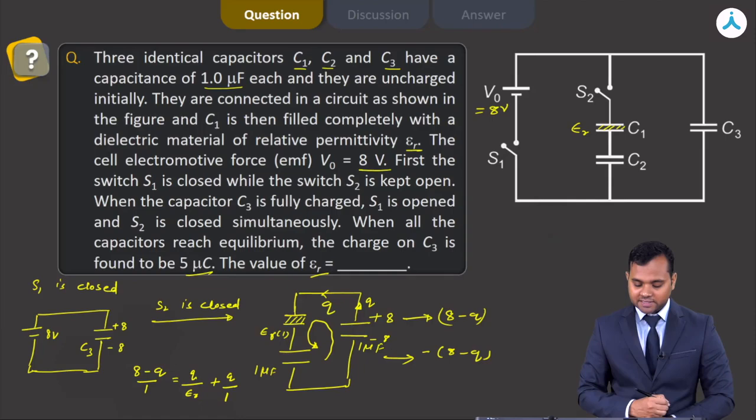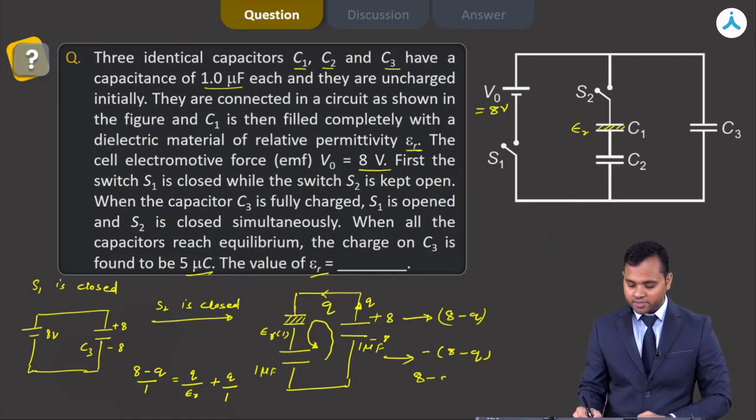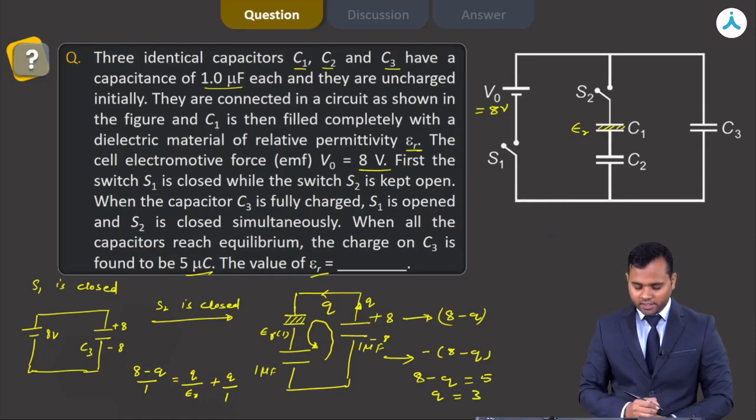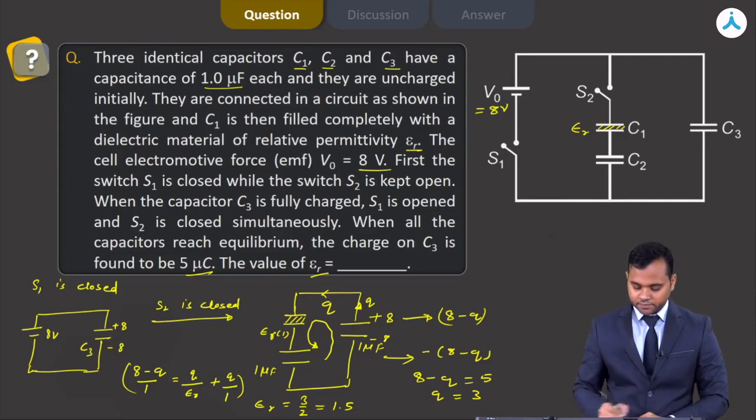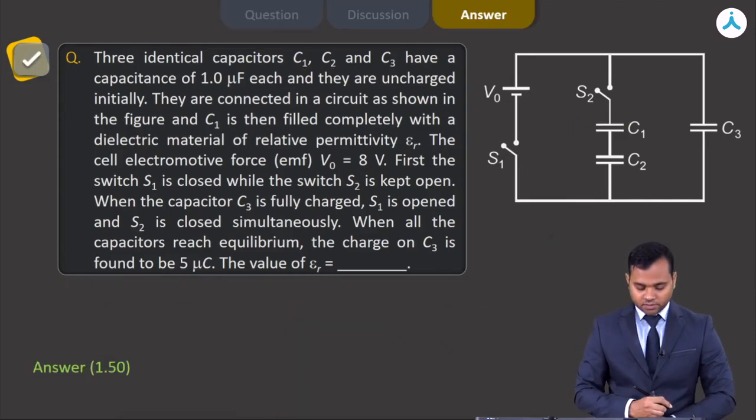So if you read the last line of the question, it says when all the capacitors reach equilibrium, the charge on C3 is found to be 5 microcoulomb. That means 8 minus Q is equal to 5. That means Q is equal to 3. And using this value of Q in this particular equation, we will have epsilon r equal to 3 by 2, and this will be equal to 1.5. So for this particular question, 1.5 is the correct answer.